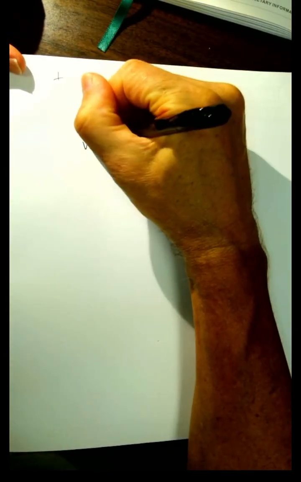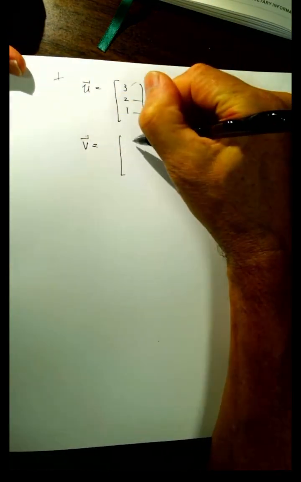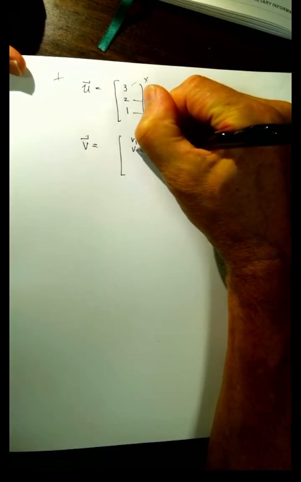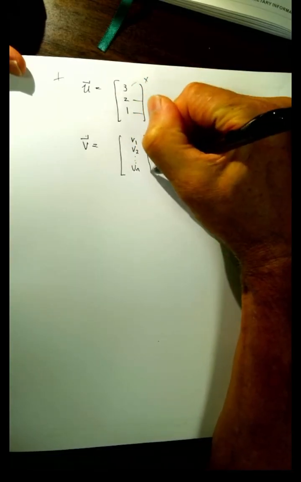In general, if I have n numbers, v1, v2 to vn, we would say this is a vector in Rn. Each of these is a real number. Later on, we're going to see what happens when we have complex numbers. This is just in n different directions. Think of it as just a collection of n numbers.